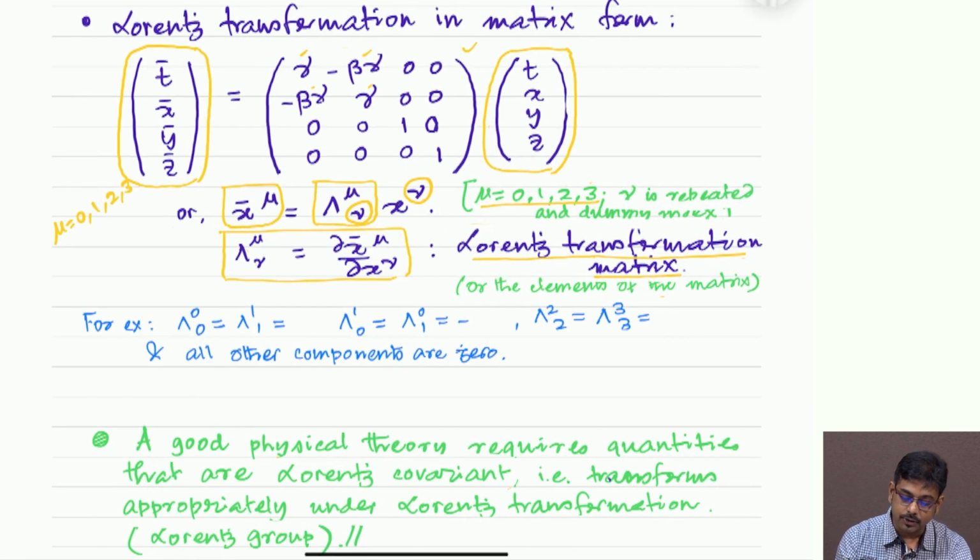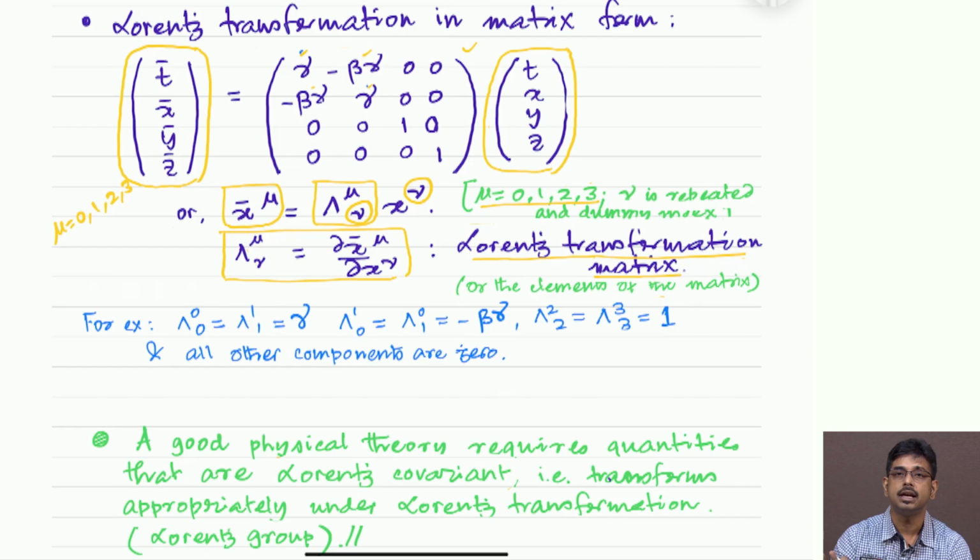For example, Lambda 0 0, Lambda 1 1, what will it be? So, from the very definition of this matrix, if we look into it, this will be simply gamma, correct? What will be Lambda 1 0 and Lambda 0 1? You see that both of them are once again equal, and this will be nothing but minus beta gamma. What will be Lambda 2 2 and Lambda 3 3? These are nothing but 1, and all the other components are 0.